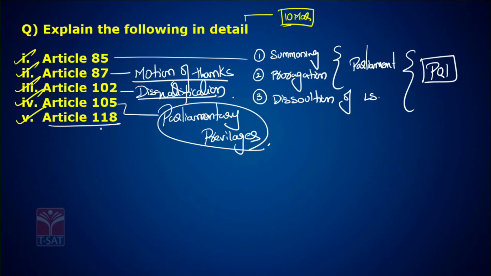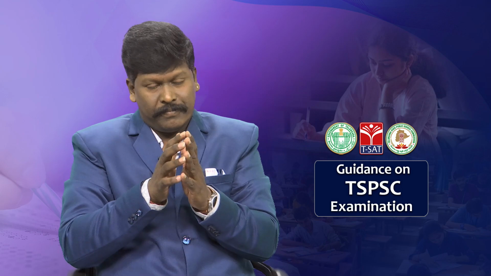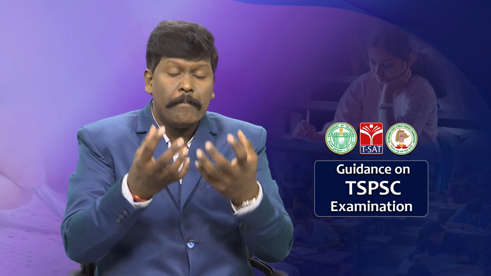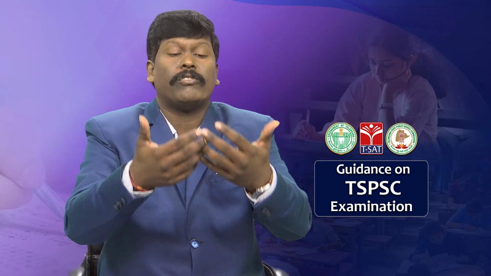Now what is Article 118? Article 118 is about the rules of procedure and conduct of business. According to Article 118 of the Constitution, Parliament can frame its own rules and procedures to run the administration and the proceedings of the House.